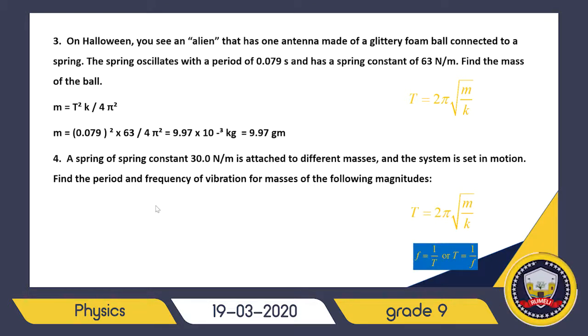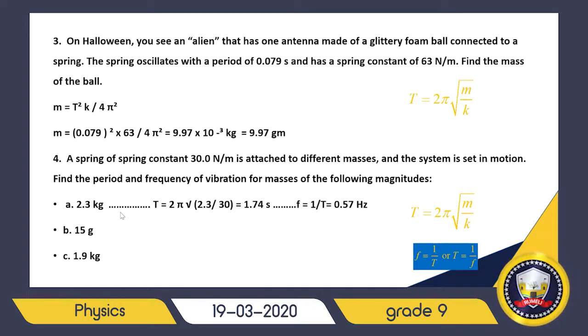Find the period and the frequency. After calculating the period, I'm going to use f equal 1 over T to calculate the frequency. We have different masses. The first one is 2.3 kilogram, the second one is 15 gram, and the third one is 1.9 kilogram.